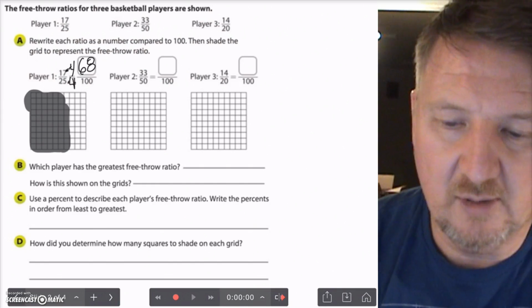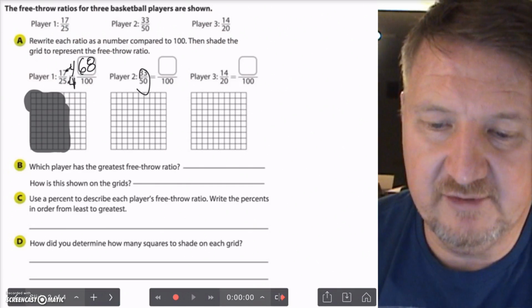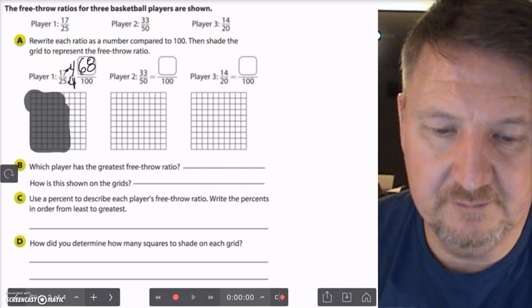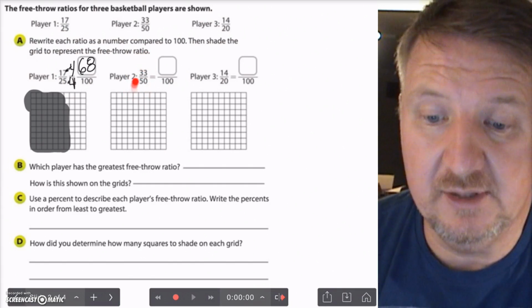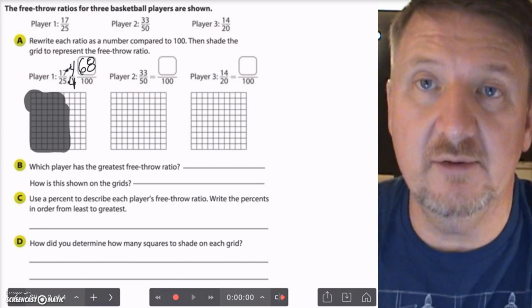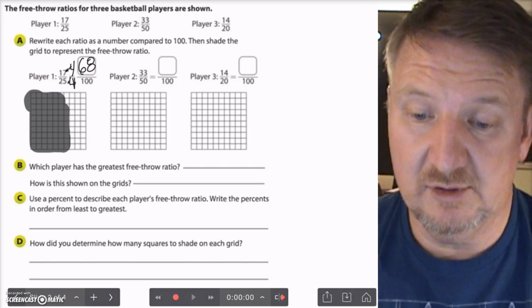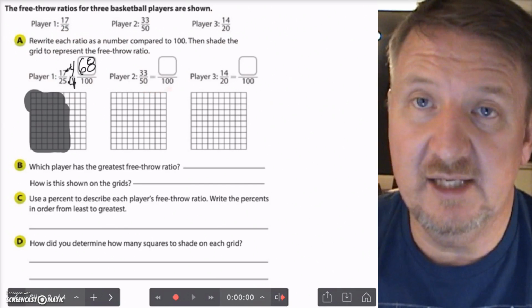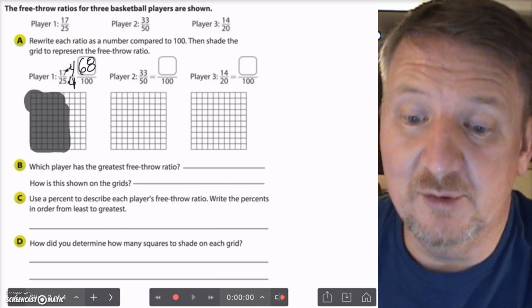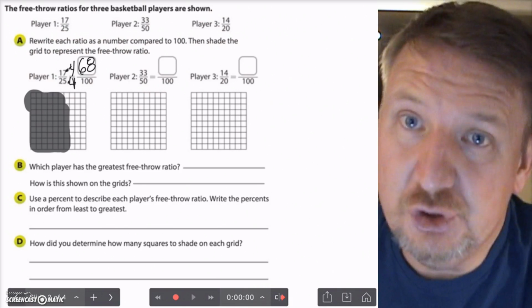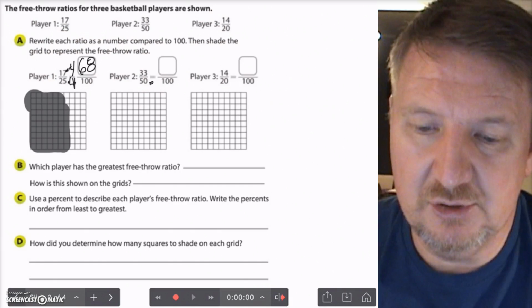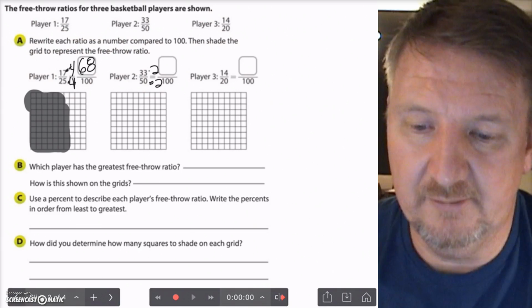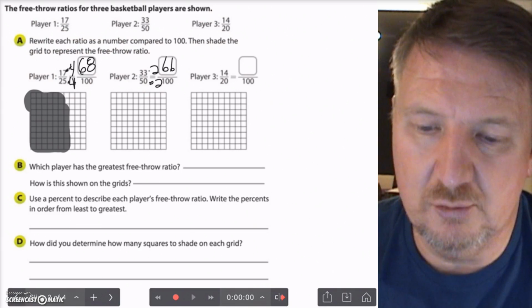All right, let's look at the next problem. It says 33 out of 50. Okay, so now we need to convert that into a number out of 100. We need to think to ourselves, what are we multiplying 50 by to get to 100? Well, guess what? We multiply 50 by 2. That's right, 2 to get to 100. So if we multiply 50 times 2, that means we multiply 33 times 2 to get the top number. And that'll give us a cool 66.